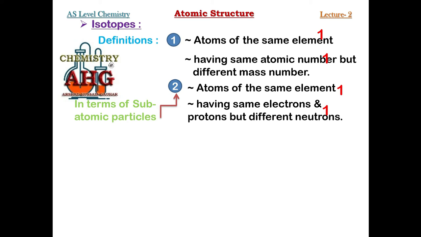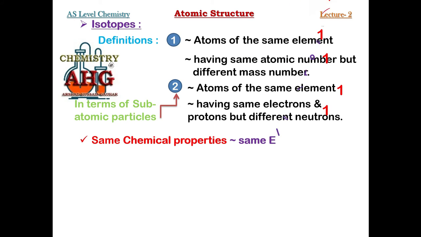Okay, this is one thing we have come to know, how to define isotope. One is the general definition, the other is in terms of subatomic particles. Second thing comes, it is about the properties of isotopes. Isotopes can have chemical properties as well as physical properties. But if we talk about chemical properties, always remember isotopes have same chemical properties.